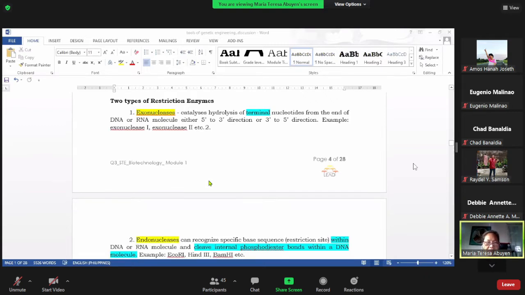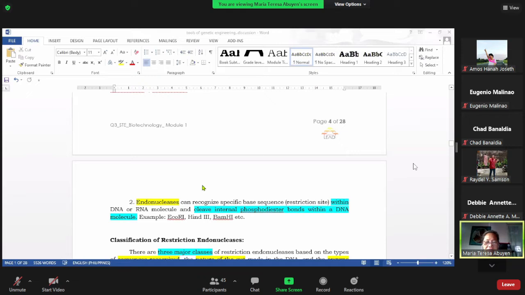Okay, so another type of restriction enzyme is the more common one, the endonucleases, which is actually the exact opposite of exo. While exo cuts at the ends, endonucleases cut, or better, cleave within the DNA or RNA molecule. So they cut the internal phosphodiester bonds within a DNA molecule.